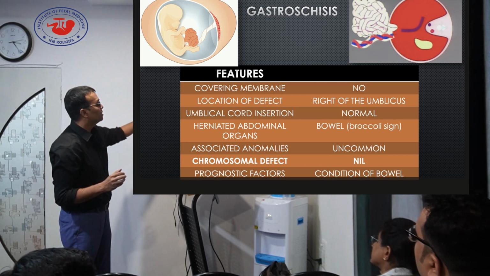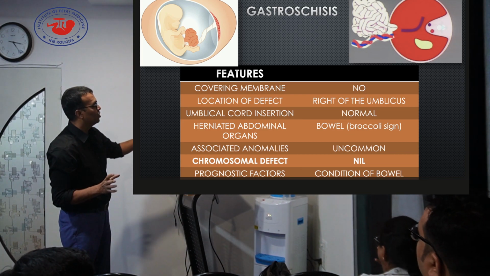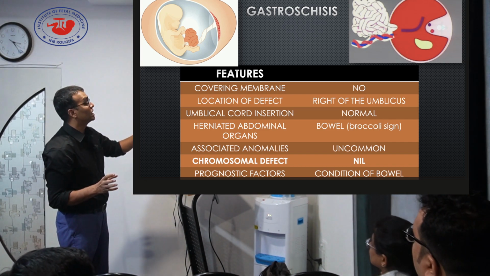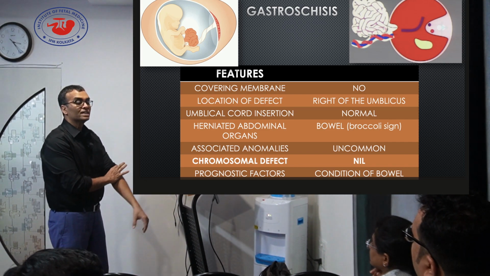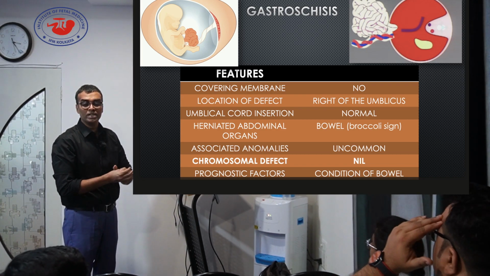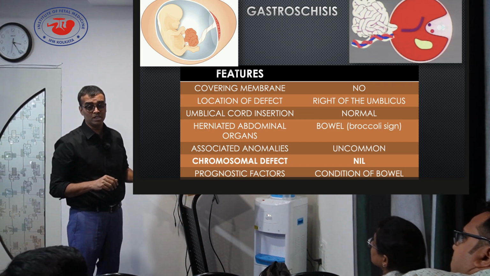Associated abnormalities are uncommon. Chromosomal defects are almost nil, and prognostic factors are dependent on the condition of the bowel. So here it's less likely you will find associated structural abnormality, and you don't need to do any genetic analysis once there is gastroschisis, because there is no association with genetic problems.